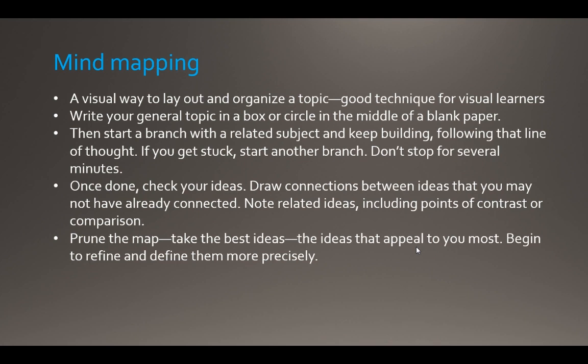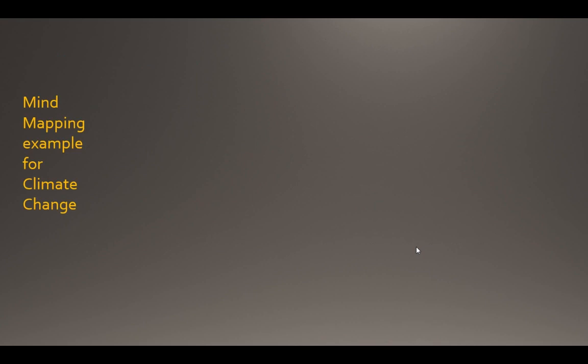Once you're done, check your ideas. Draw connections between ideas that you may not have already connected. Note related ideas, including points of contrast or comparison. And then begin to prune the map. Take the best ideas, the ideas that appeal to you the most. Now you can begin to refine them and define them more precisely into a viable research topic. Here's an example of mind mapping.